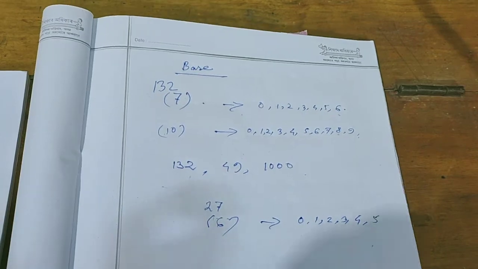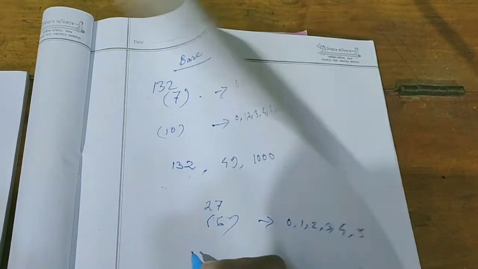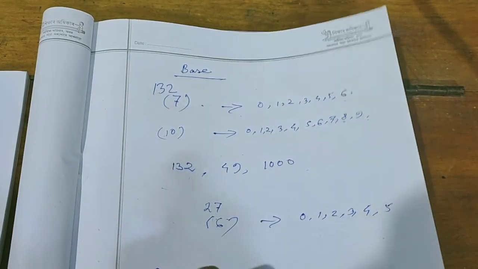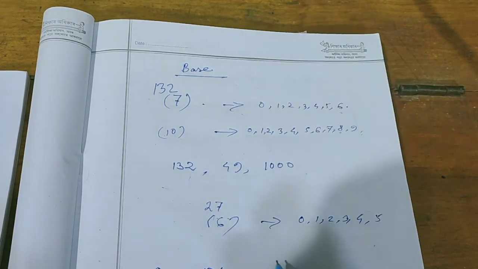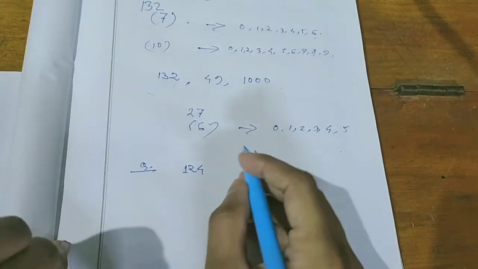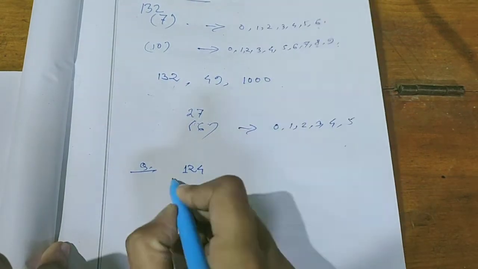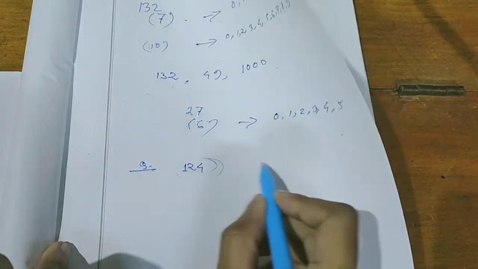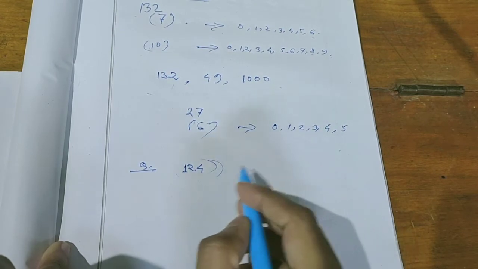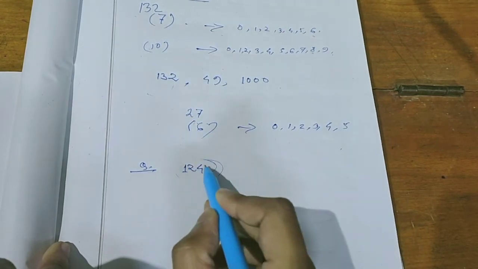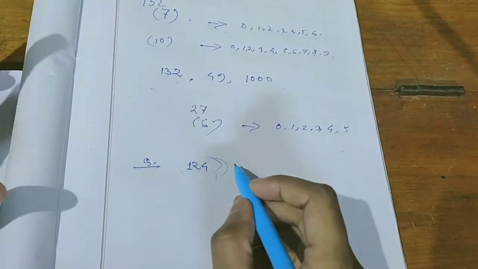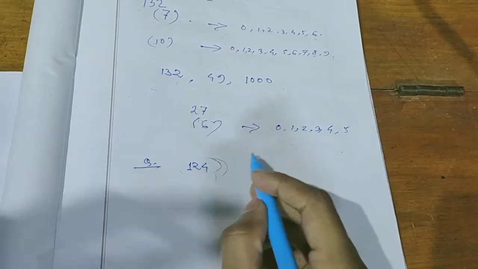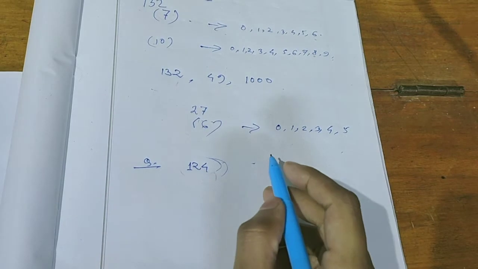Now to convert any decimal number, the question is: convert 124 into a number whose base is 7. Since this number doesn't have any base written, we must know that this number has base 10. Now we have to convert it to a base of 7.